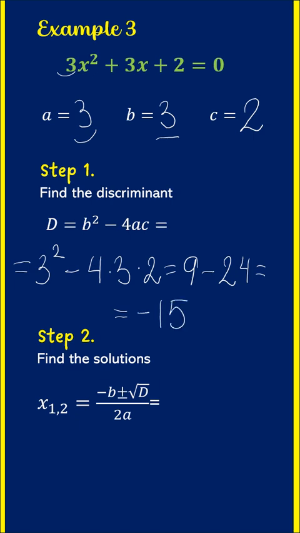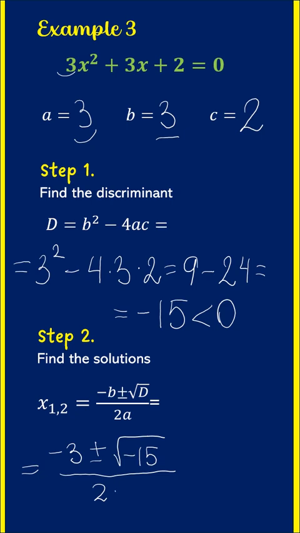Negative 15 is a negative value, less than 0. When the discriminant is less than 0, the given equation has no real solution. No real solution, but we can find a complex solution, an imaginary solution. So we can write our formula: negative b, it is negative 3 plus or minus square root of negative 15 divided by 2 times 3. We find an imaginary solution or complex solution. We continue.